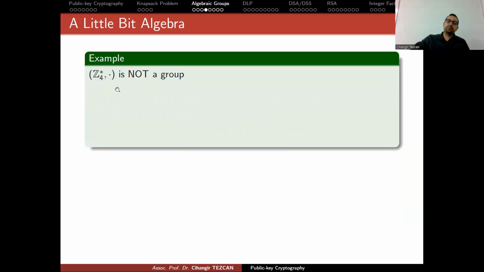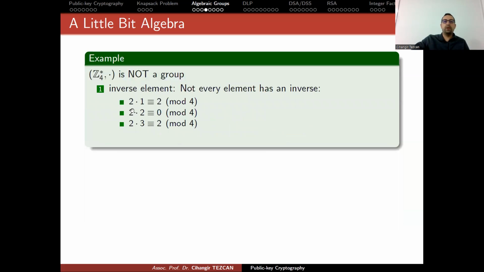Again, Z4 star with multiplication is not a group because not every element has an inverse. If you choose 2, you wonder if it has an inverse. So multiply it with every element in this set, sorry. So multiply 2 with 1, 2 with 2, 2 with 3. So you multiply 2 with every element in this set, and none of them gives you the identity element 1. So this means that it doesn't have an inverse.